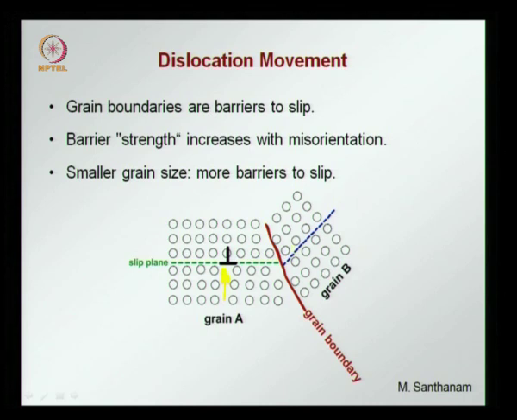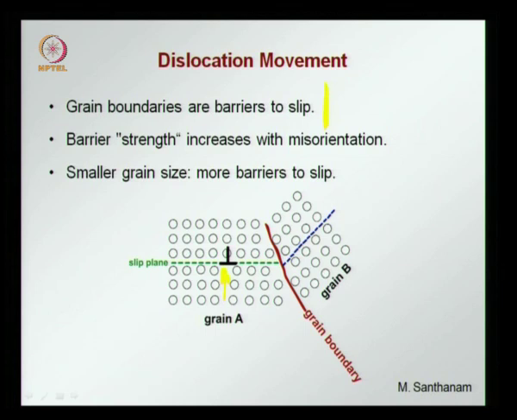There is the grain boundary here, and if this dislocation now has to go across, slip to the grain boundary and continue due to a sustained shear, you find that now it has to change direction. This offers more resistance. So, a greater force will be required to create shear that will continue on to grain B. So, this gives rise to a very important aspect, which is that grain boundaries are barriers to slip.